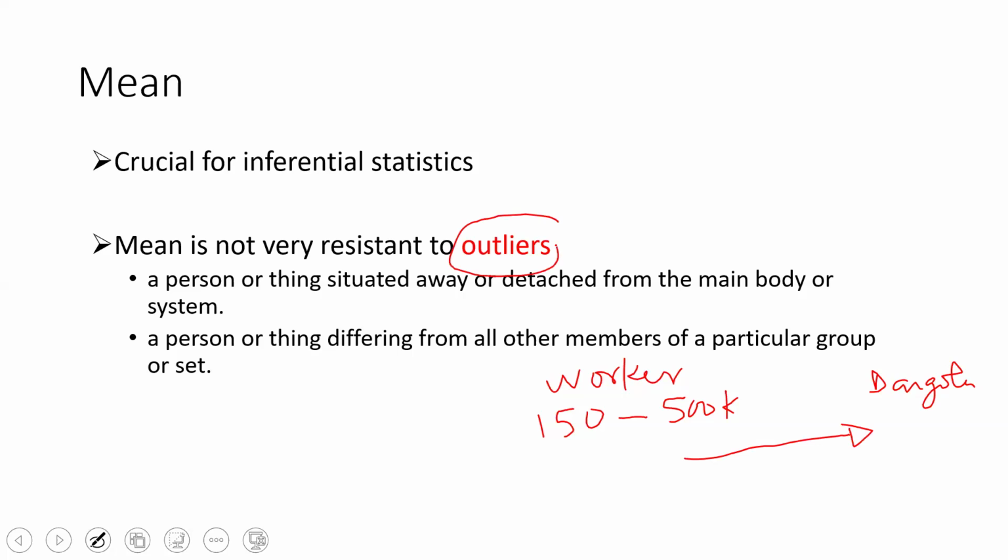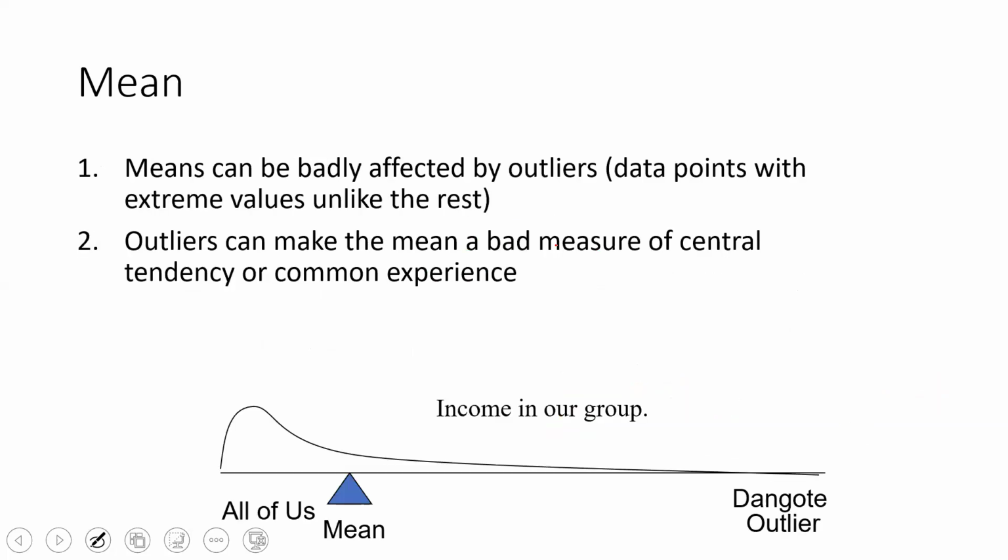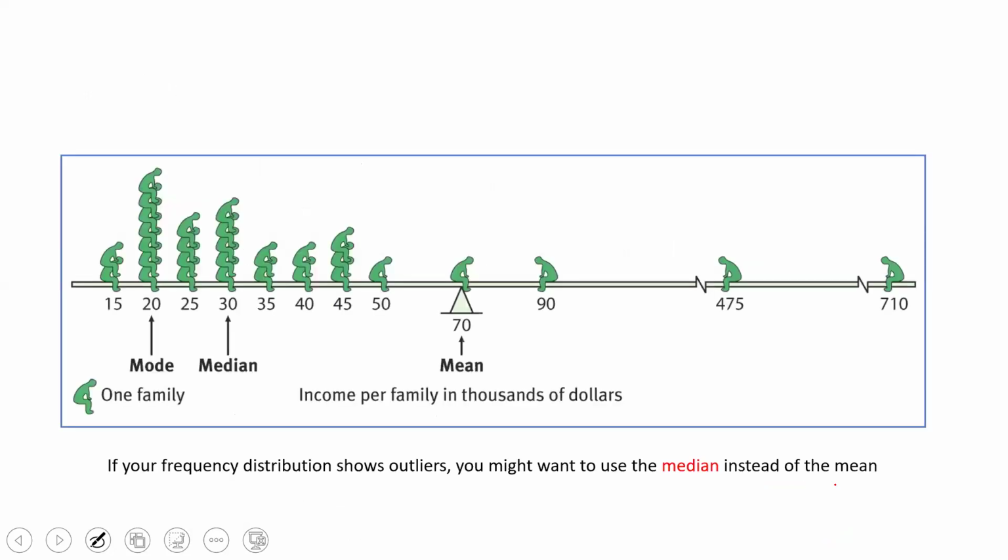Outliers tend to affect the measure of central tendency. So the example I just gave, if we put Dangote as part of this group, it will make our mean extend beyond the normal place it should be. So when you have a distribution where an outlier can cause your mean to be a representative of something wrong, you use a median instead of a mean.